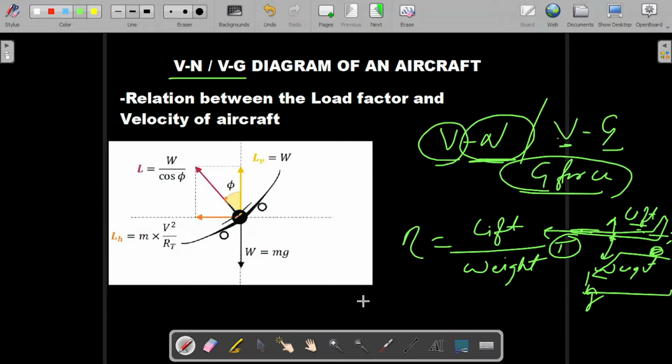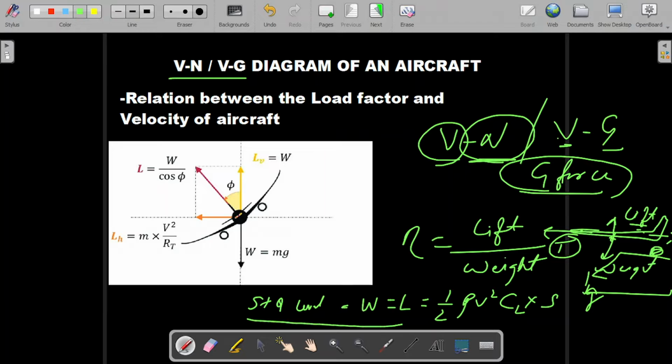So I'll write: weight is equal to lift is equal to, we know the formula, half rho v square coefficient of lift into surface area. This is the equation of lift for a straight and level flight. But when we go for banking, if the load factor is the lift to weight ratio, then it should always be equal to 1 for a straight and level flight. But since this is a velocity to load factor diagram, there should be some cases where the load factor is not equal to 1. This is a case for a straight and level flight only.